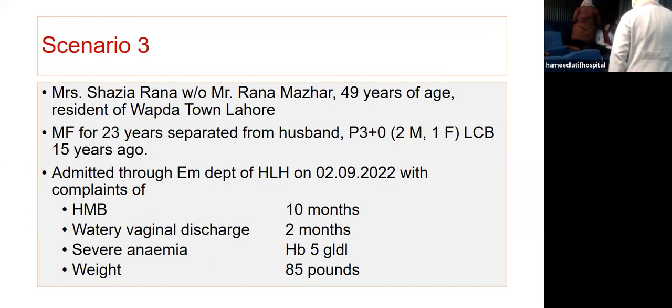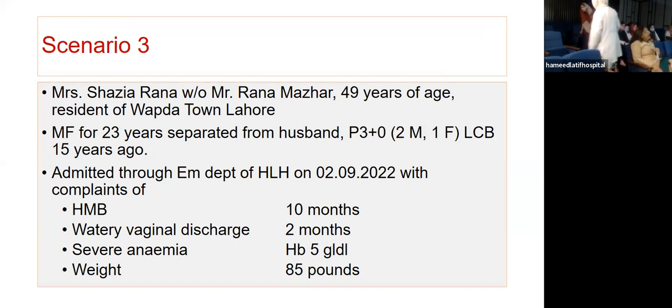Mrs. Shazia Rana, wife of Mr. Rana Mazhar, 49 years of age, resident of Raqqa town, married for 23 years, separated from husband. Para sweetness management के बाद delivery delay के साथ है.